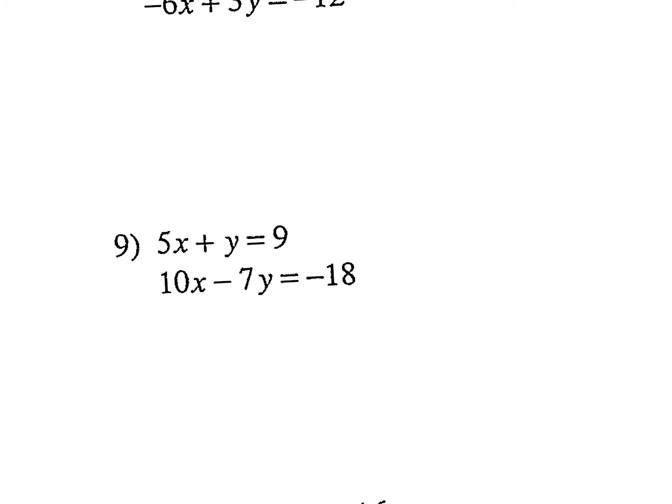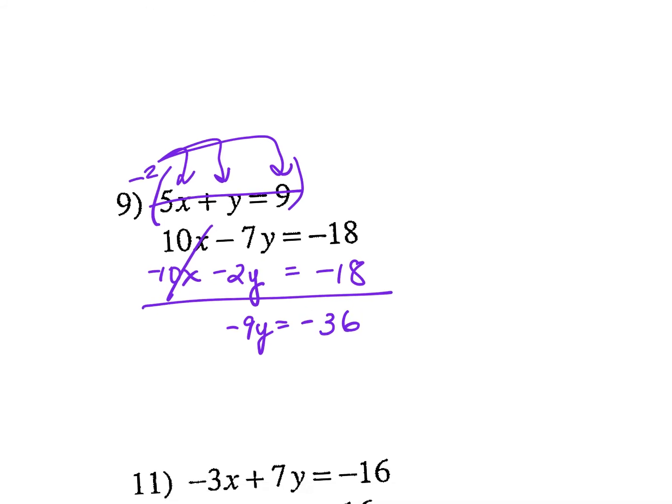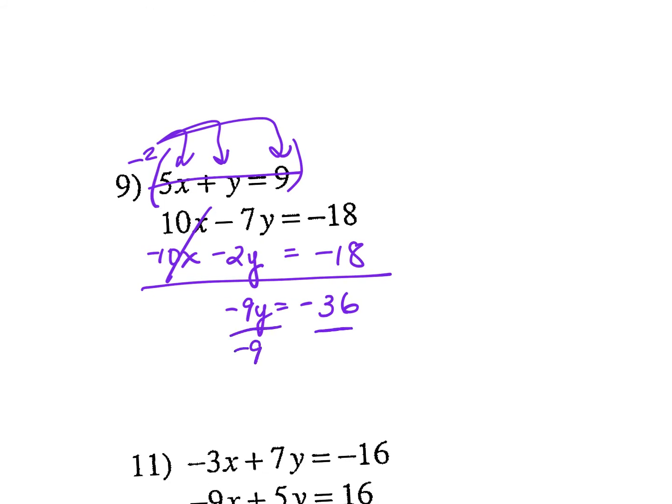I'm just going to go with x, just because. So I'm going to say here, here, and here. What's negative 2 times 5? Negative 10, x. Negative 2 times y is negative 2y. And negative 2 times negative 9 is negative 18. Agreed? Okay. So 10x and negative 10x cancel out. I have negative 9y equals negative 36. Divide both sides by negative 9. And what does my y value equal?